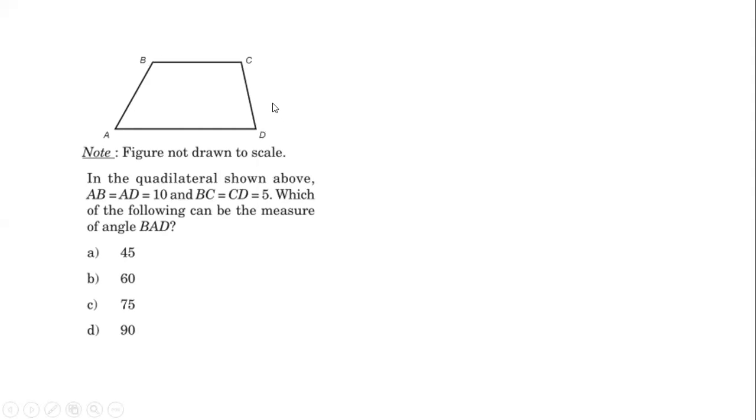Here it is given the figure, not drawn to scale. Okay, so I'll believe the information given to me. It's a quadrilateral shown above where AB is equal to AD is equal to 10. So I know this dimension is 10. I know this dimension is 10. And BC is 5 and CD is 5. They are asking me which of the following can be the measure of angle BAD. So I'm looking for this angle.